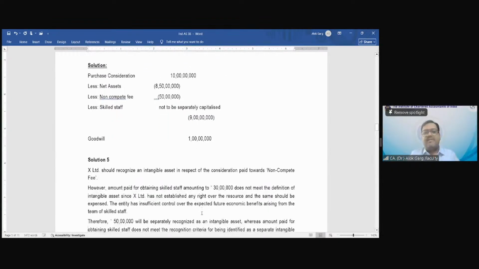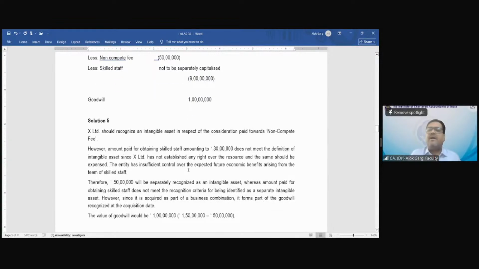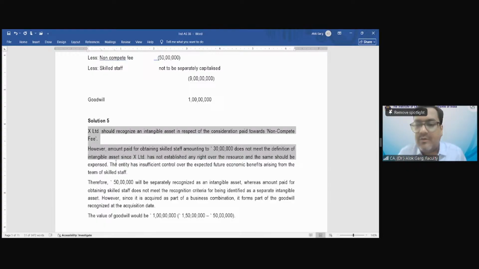So this is what is written. Let me read the answer from the study material also. X Limited should recognize an intangible asset in respect of the consideration paid towards non-compete fee. However, the amount paid for obtaining skilled staff amounting to 30 lakh does not meet the definition of intangible asset, since X Limited has not established any right over the resource and the same should be expensed. The entity has insufficient control over the expected future economic benefit arising from the team of skilled staff. Therefore, 50 lakh will be separately recognized as an intangible asset, whereas the amount paid for obtaining skilled staff does not meet the recognition criteria for being identified as a separate intangible asset.